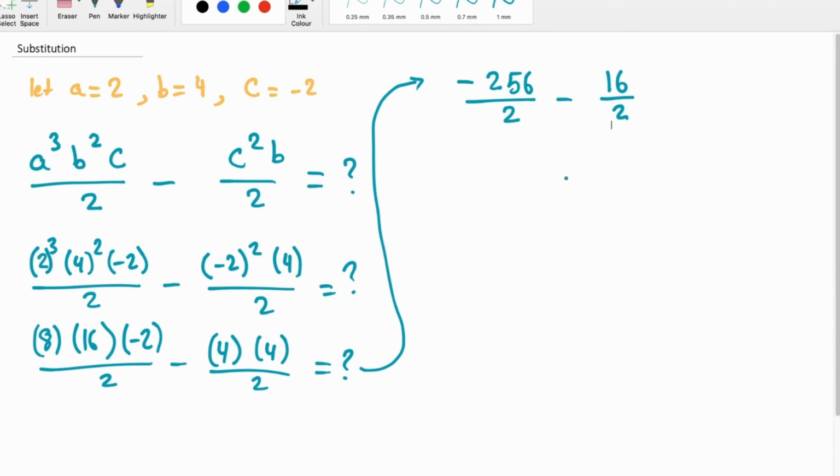Now again, we can go ahead and simplify these fractions individually, given that they're a bit easier to solve. And we can also combine them together if we want to solve it that way as well. Let's just stick to the first method. So 256 divided by 2 gives us an answer of 128. But remember, we have a negative over here, negative 128, minus 16 over 2, and that is 8. So minus 128 minus 8 is going to give us an answer of minus 136. And that gives us the final answer.